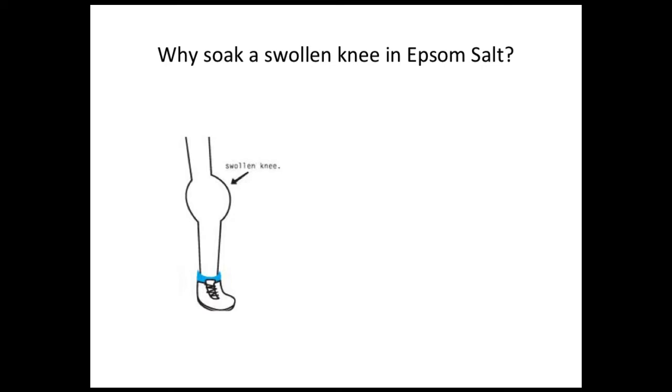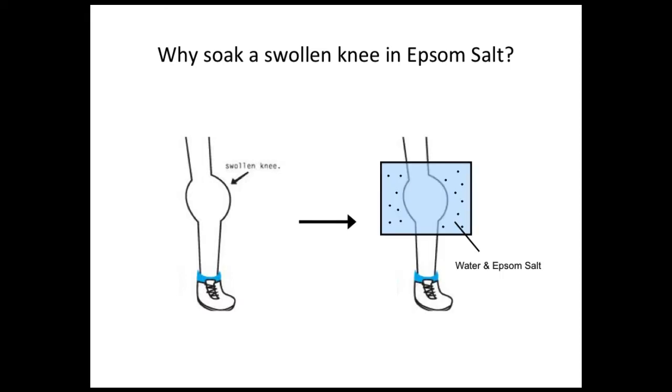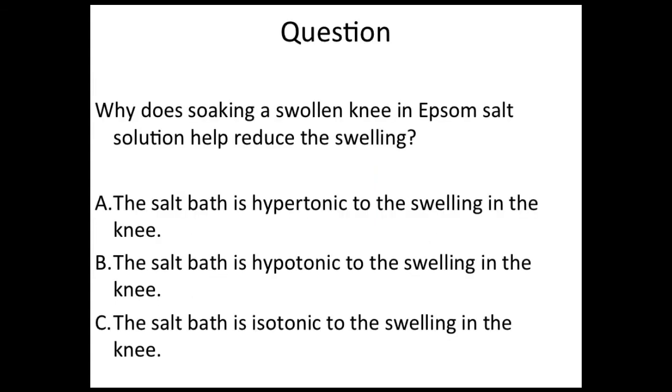A final example of how substances might move across membranes is in the example of a knee injury. Let's say that you hurt your knee and it swells up. You might have heard that it helps to soak in a hot bath of Epsom salt to reduce swelling. What is Epsom salt? Well, it's actually not salt at all, but it's a type of magnesium sulfate, which has a very strong affinity to water. It pulls water towards it. If we soak our knee in a water and Epsom salt bath, then it can reduce the swelling.